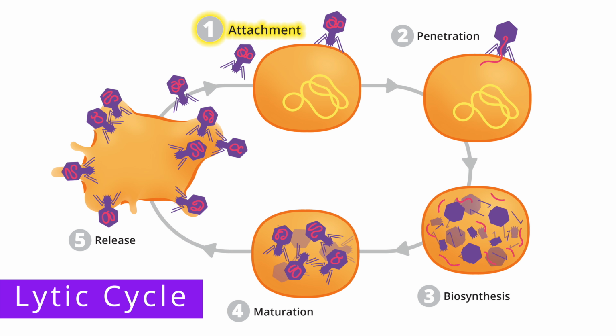First, during attachment, the virus attaches to the host surface. Then, during penetration, the viral genome, either DNA or RNA, is injected into the host cell. However, the capsid and other structures of the bacteriophage remain outside the cell. Next, during biosynthesis, the phage takes over the host cell's machinery to make all the building blocks necessary to assemble new viral particles inside the host cell. This includes making new copies of the viral genome and synthesizing viral proteins.